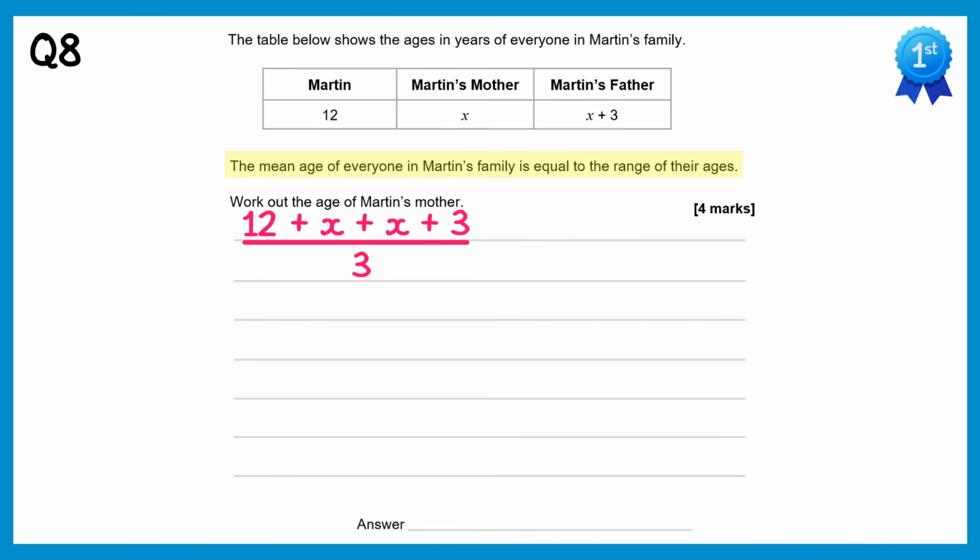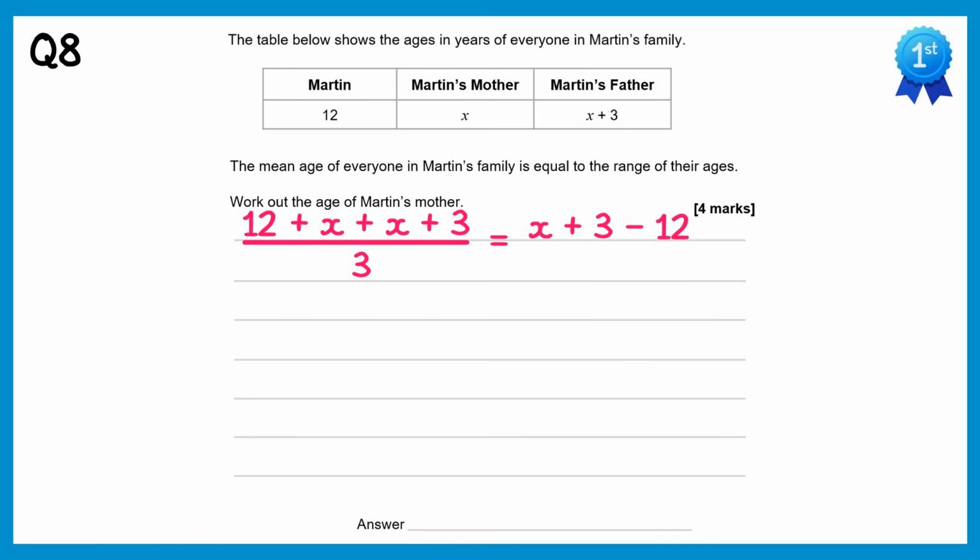Now this must equal the range of their ages. To find the range of their ages, we do the biggest age, take away the smallest age. Now since Martin's mother is X and Martin's father is X plus 3, Martin's father must be older. So the oldest person is X plus 3, and the youngest is Martin at 12. So we do X plus 3, take away 12. This is now just an equation to solve.